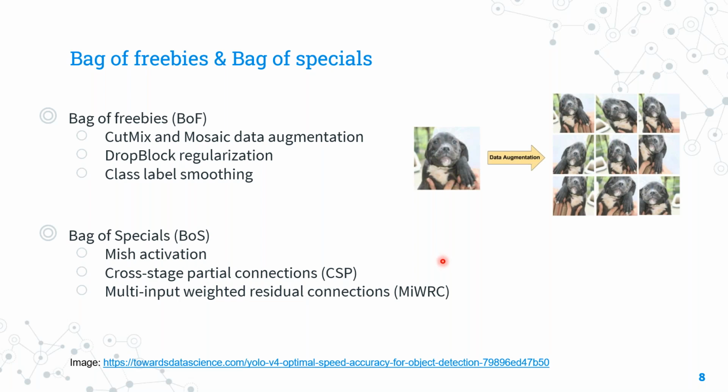Bag of specials are plugins, modules, and post-processing methods that only increase the inference cost by a small amount but can significantly improve the accuracy of the object detectors. As stated in the paper, these kinds of modules usually involve introducing attention mechanisms, enlarging receptive fields of the model, and strengthening feature integrating capabilities, among others. YOLO 4 uses a lot of Mish activation functions in the backbone.